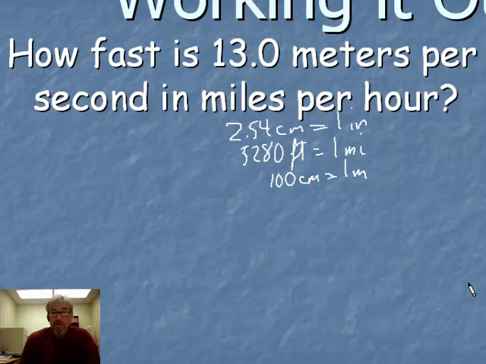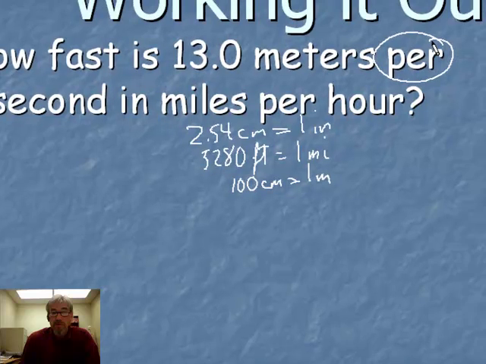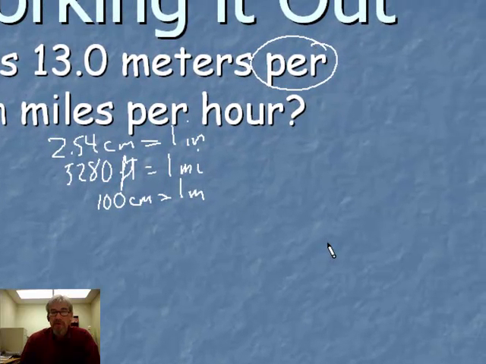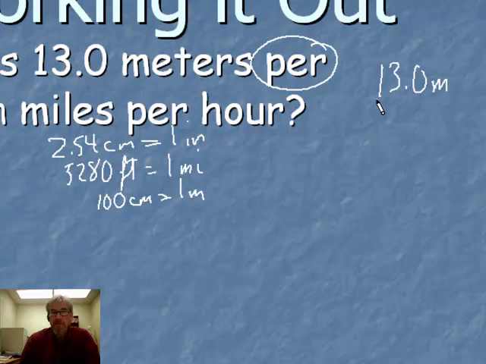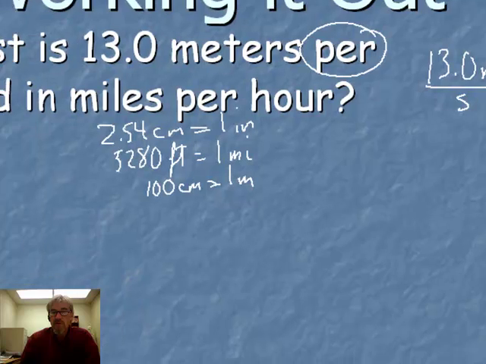Then here's another thing that might help. When you see the word per, that really means divide by. So 13 meters per second could be written 13.0 meters over seconds. Use that as a starting point and see if you can figure out this problem. Stop the video. I'll give you the answer in a bit.